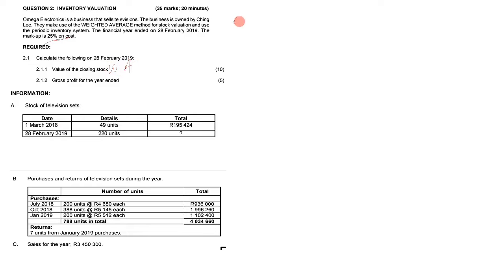So 2.1.1, guys, we need to calculate the value of closing stock using weighted average. Now remember, weighted average is for stock bought in bulk. So we have information B, which is your purchases and returns of television sets during the financial year. However, information A, those two balances, are your balance at the beginning as well as balance at the end.